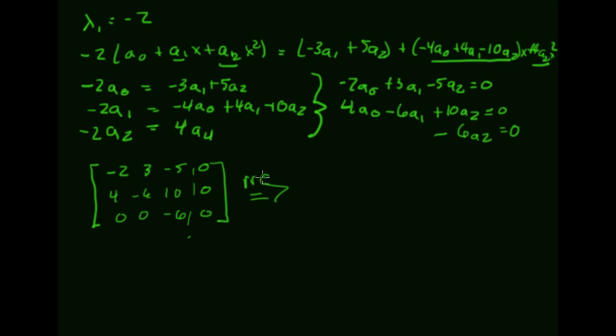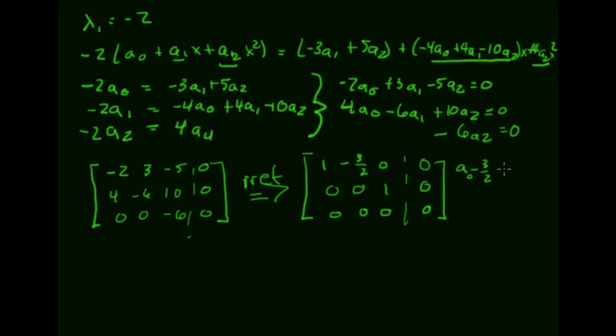When I do Gauss-Jordan on this, I get back 1, -3 halves, 0, 0, 0, 1, 0, 0, 0, 0, 0. So that feels like a0 minus 3 halves a1 is 0, and a sub 2 is 0, which means that a sub 0 is 3 halves some parameter, a sub 1 is some parameter, a sub 2 is 0.